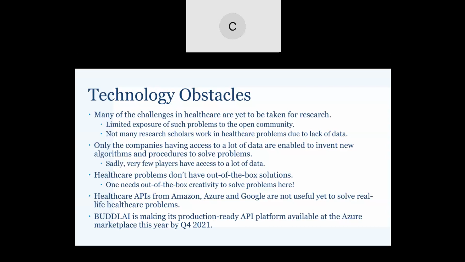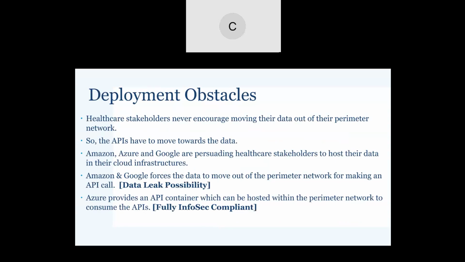And finally, the deployment obstacles. As I already mentioned, we have multiple ways of providing the solutions, the on-prem solution, the subscription solution, and stuff like that. Healthcare providers will not allow their data to go out of their network. So your APIs will have to go into their network. When the mountain cannot move to Muhammad, Muhammad has to go to the mountain. That is what is happening today, right? Data is the mountain, API is the equivalent of Muhammad. So APIs are going towards the mountain of piles of data, right?